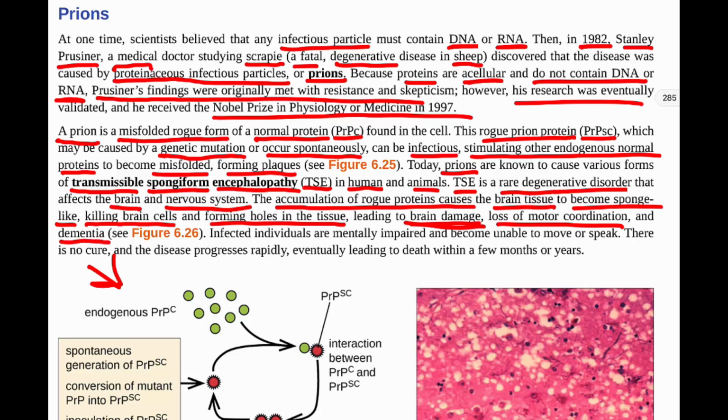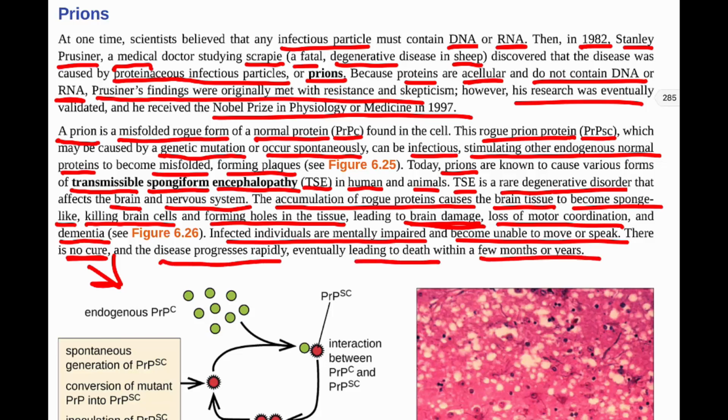So this misfolded protein is going to cause more misfolded proteins that just create gaping holes in the brain, and then it just keeps going and going until eventually the brain has lost all function and then dies because it has so many holes in it. So the infected individuals are mentally impaired and then become unable to move or speak as the brain has become more and more holey. So there is no cure. And the disease progresses rapidly, eventually leading to death within a few months or years.